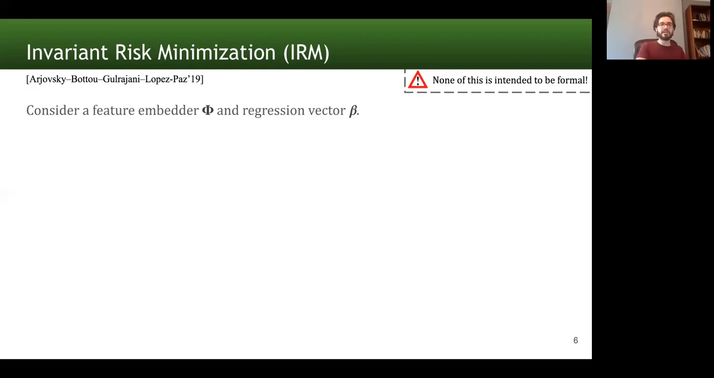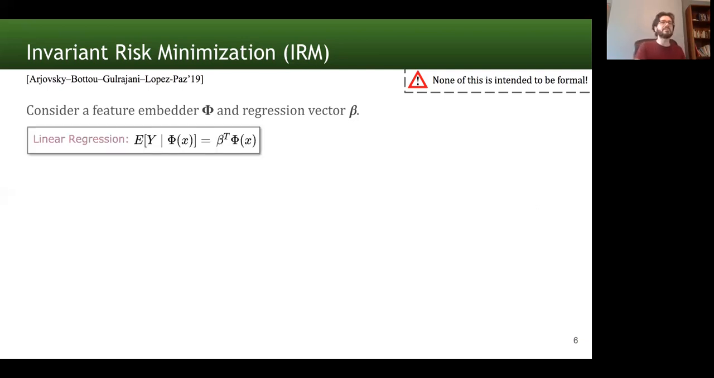So if we remember that we're trying to find these invariant features for deep learning. Typically the way this is done is we'll have a feature embedder phi, which learns these deep features, and we'll have some regression vector, like we're doing maybe logistic regression on top of the learned features. In this case, we're going to consider linear regression. So we expect that the expectation of the target variable given these features is linear.